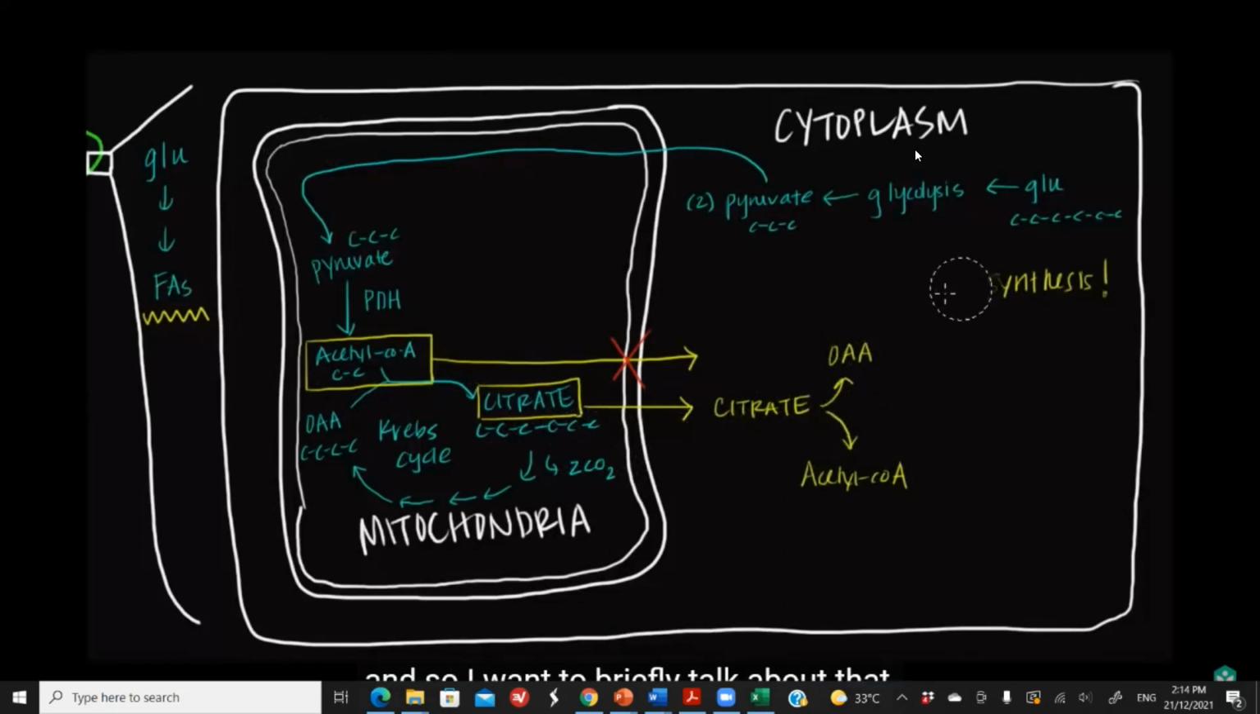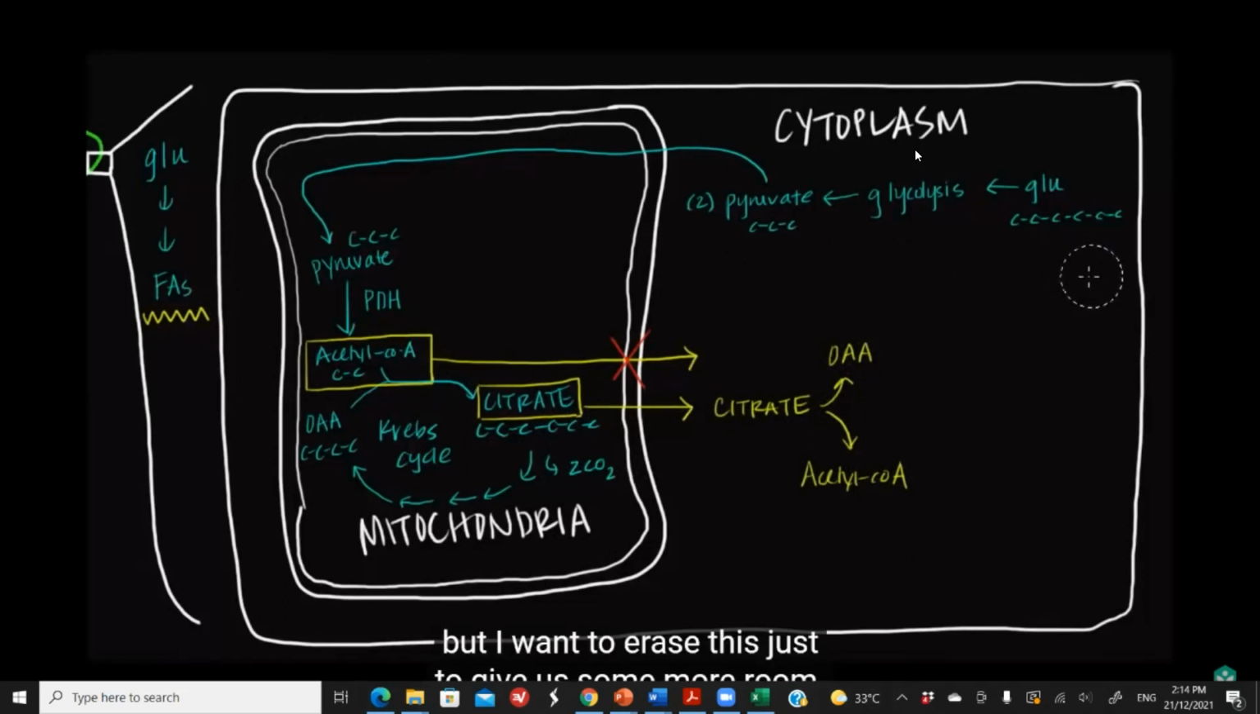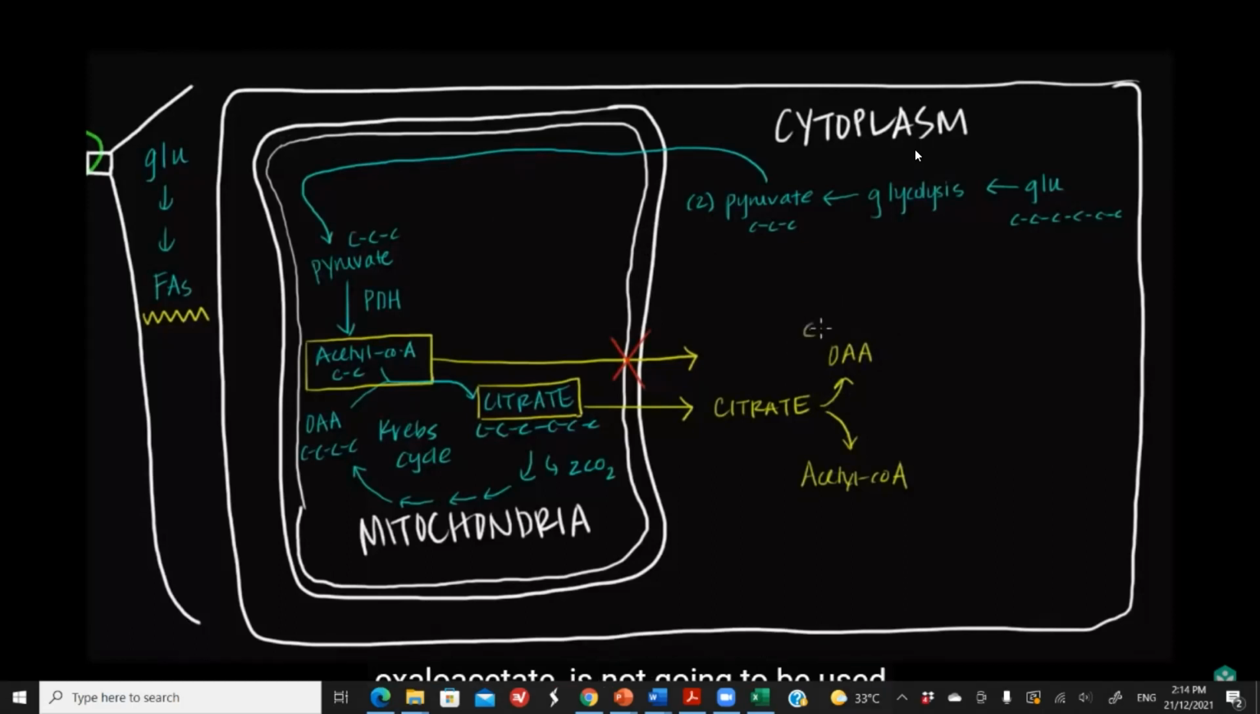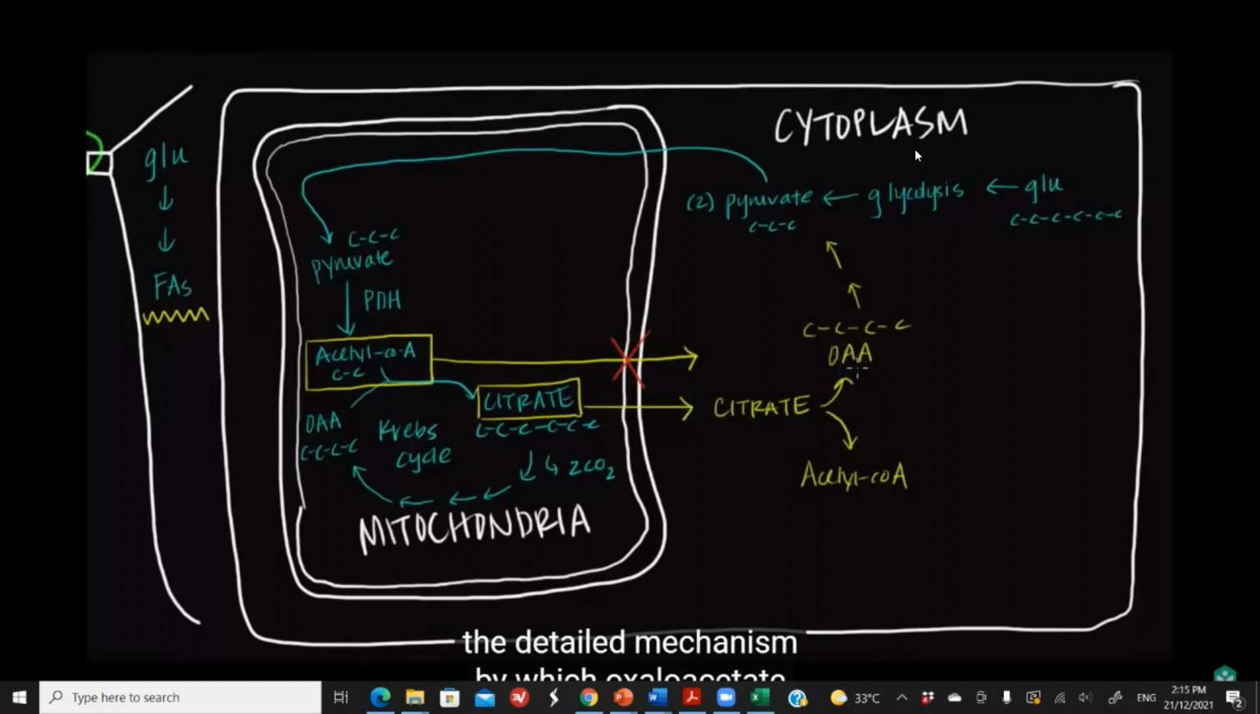And so I want to briefly talk about that, but I want to erase this just to give us some more room. Now, it turns out that this 4-carbon molecule, oxaloacetate, is not going to be used for fatty acid synthesis. And so naturally, our body says, why don't we recycle it? And in fact, we do have some enzymes that can convert it back to this molecule, pyruvate. And notice that pyruvate, once it goes back to the mitochondria, will be turned into acetyl-CoA, and this entire cycle can continue.